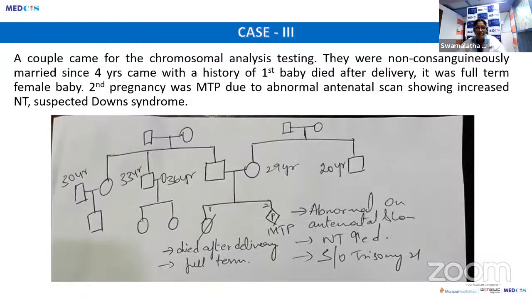Next, coming to the third case, here is a couple who came for chromosomal testing. They were non-consanguineously married for 4 years, with a history of the first baby dying after birth, a full-term female baby. The second pregnancy was an MTP due to an abnormal antenatal scan showing an increased NT and suspected to be Down syndrome.